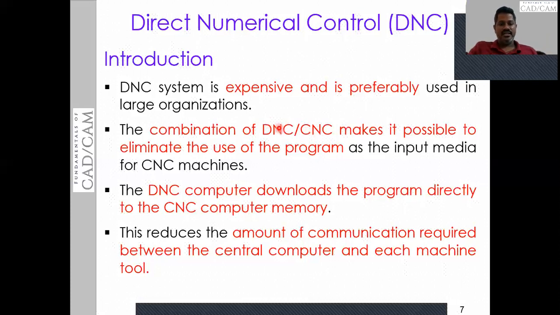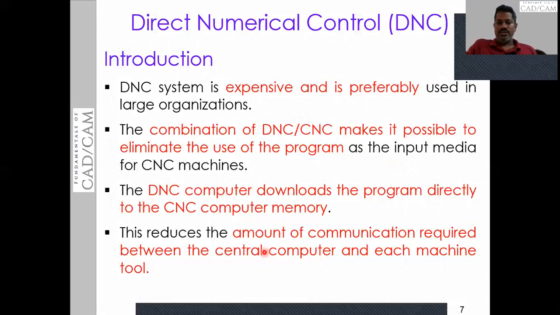So combining CNC and DNC is one way to eliminate the use of input media, which may tend to errors, or which may tend to virus attacks, or cause some security problems. The moment you use input media like USB flash drives, sometimes security problems may take place. To avoid that, CNC and DNC must be connected or combined together.